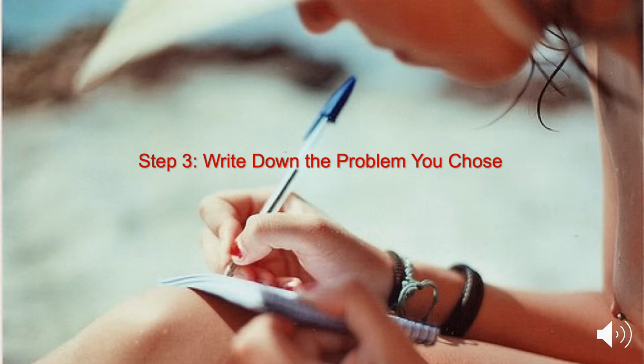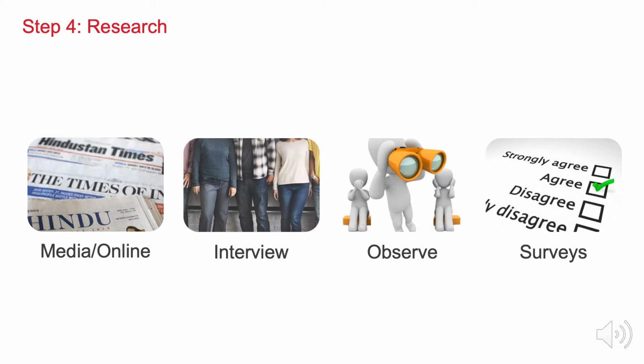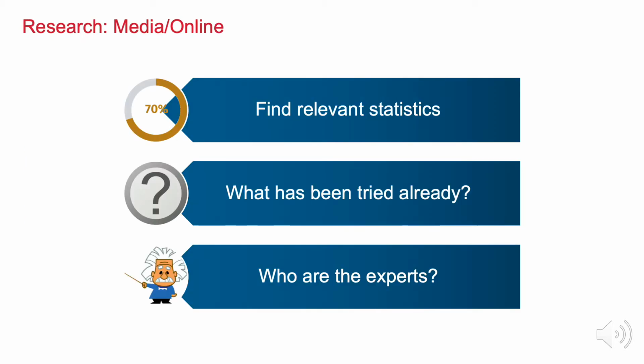So now you have a really great draft of your problem statement. Step 3 is simply to write it down. That's the fastest step you're going to get. And then on to doing some research. This is another area where you can really set yourself apart. Your goal in doing research is to understand the problem better. You can do this by reading about the problem, interviewing people, watching people, and you can even do surveys to see how people feel about the problem and what they think the root cause of the problem is.